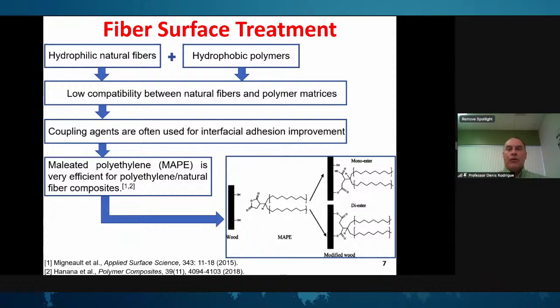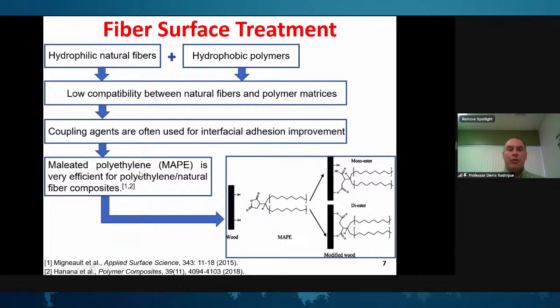Like we said before, most of the fibers are hydrophilic and the polymers are hydrophobic, so there is low compatibility between those two materials. One of the big solutions that we have today is to use a coupling agent, a functional polymer that will act as a kind of interlink between the matrix and the fibers themselves.